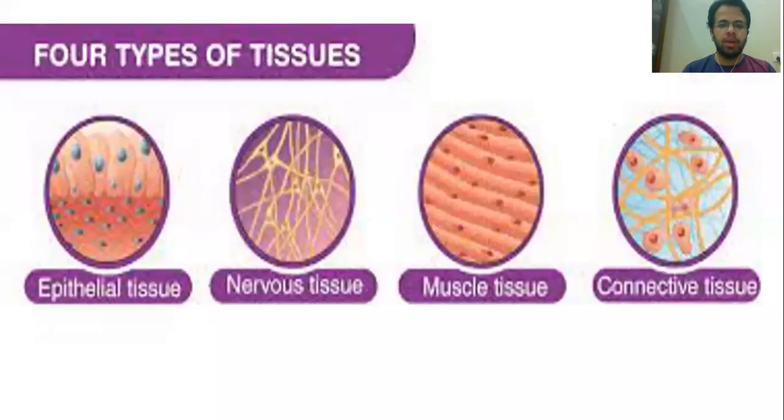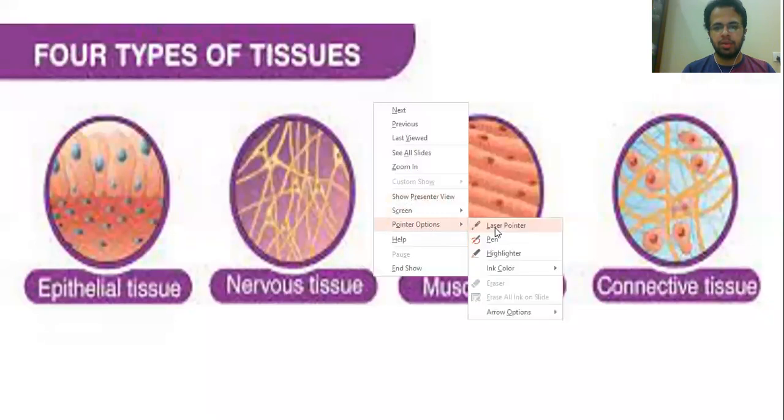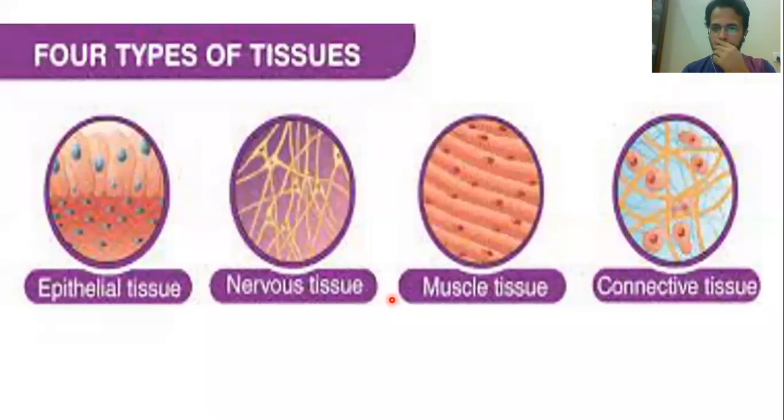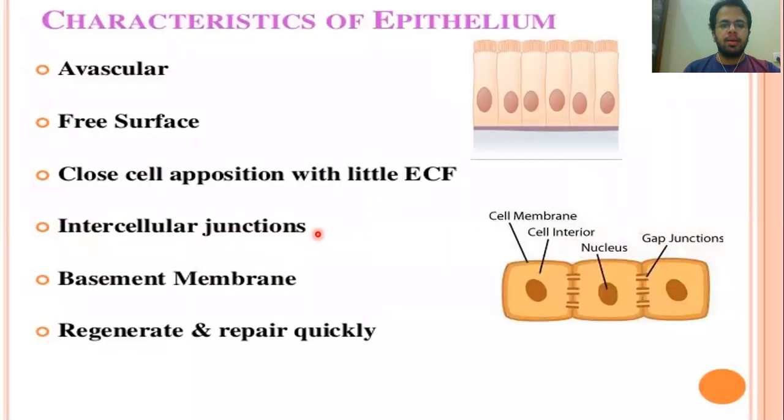So all of you must be knowing that your body is made up of four different types of tissues, and these four different types of tissues are the epithelial tissue, the nervous tissue, the muscle tissue, and the connective tissue. Now, the epithelial tissue is a type of tissue which is made up of the epithelial cells. So, the epithelial cells make the epithelial tissues.